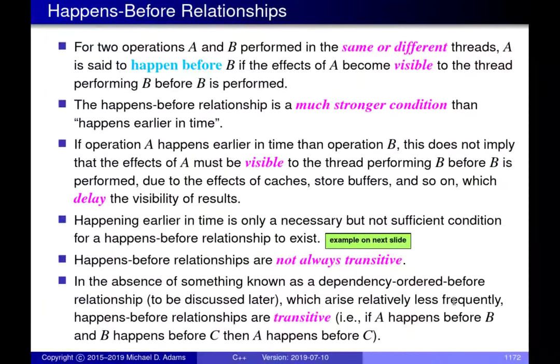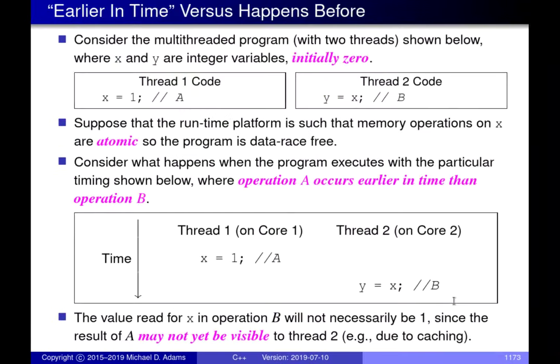Anyway, any questions so far? Okay. So I have an example here to try to illustrate the difference between earlier in time versus happens before. What I have on this slide is a code example where we have a program with two threads, and we have two variables x and y, which are integer variables that are initially 0, and these variables are both visible by both threads, or accessible through each thread.